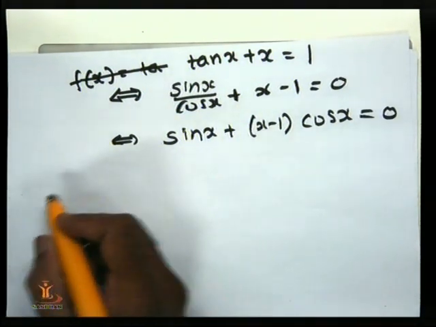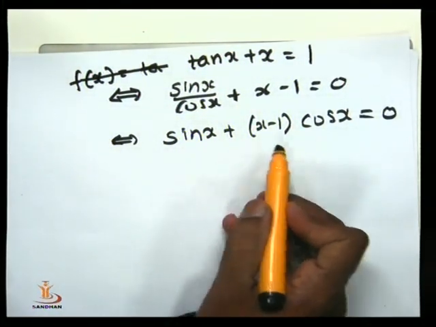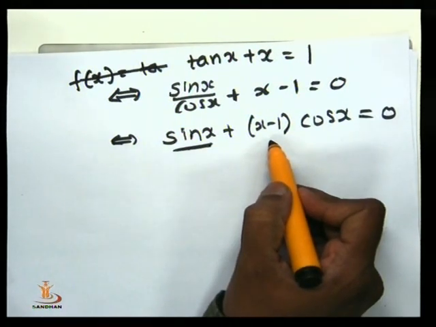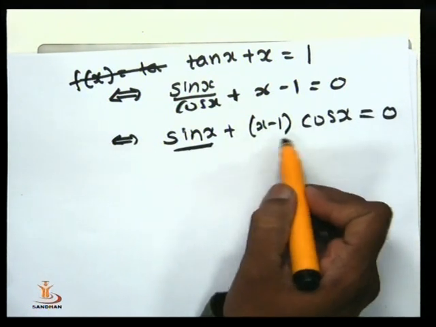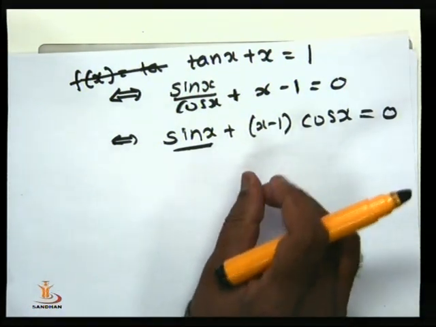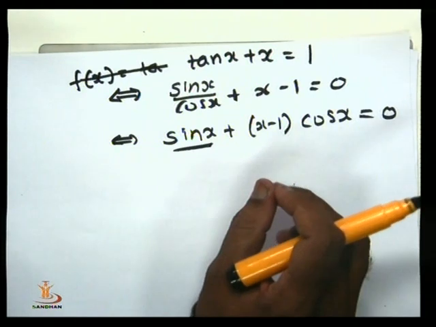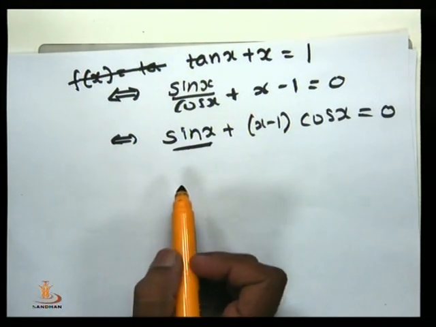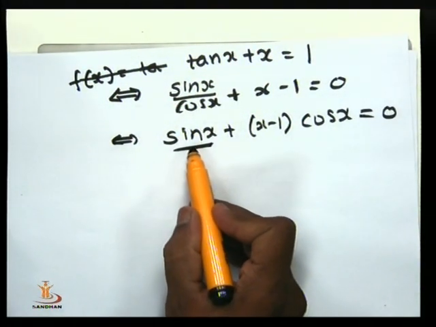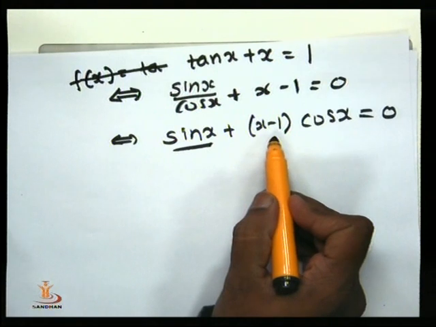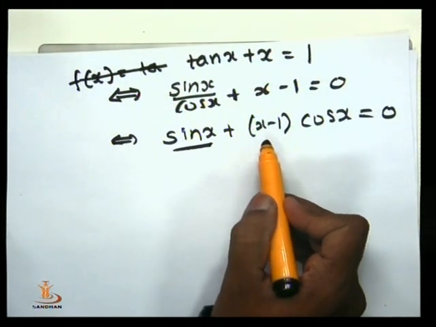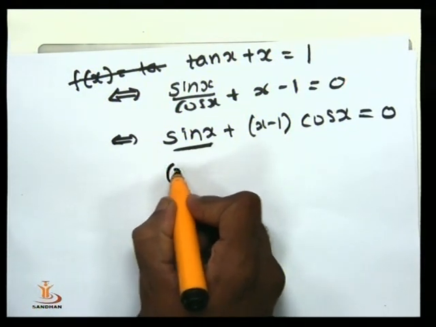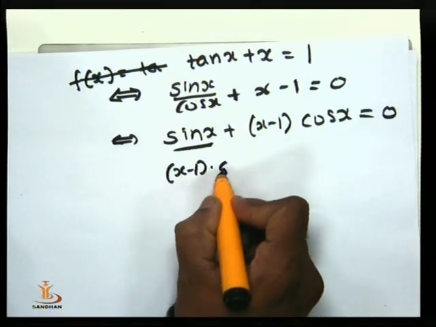Now, you observe this expression carefully, you will find sin x, cos x and x minus 1, 3 functions. This whole expression, if you observe very carefully and deeply, you can think that this is a derivative of some known function. What is that known function? See, the sin derivative is cos, and the derivative of x minus 1 is 1. So, this is actually the derivative of this product function (x minus 1) into sin x.